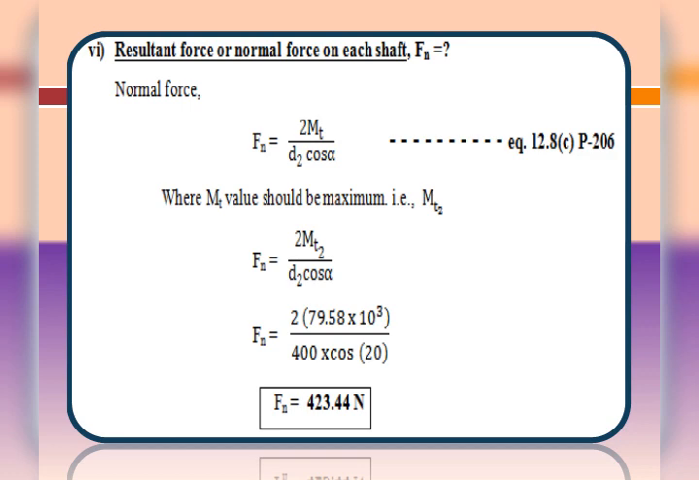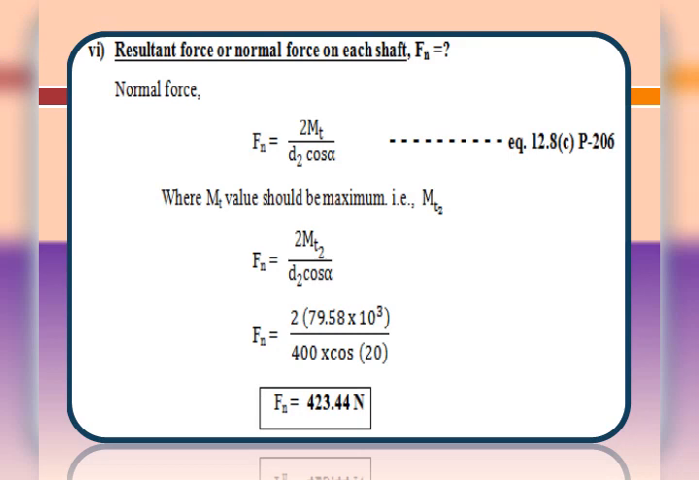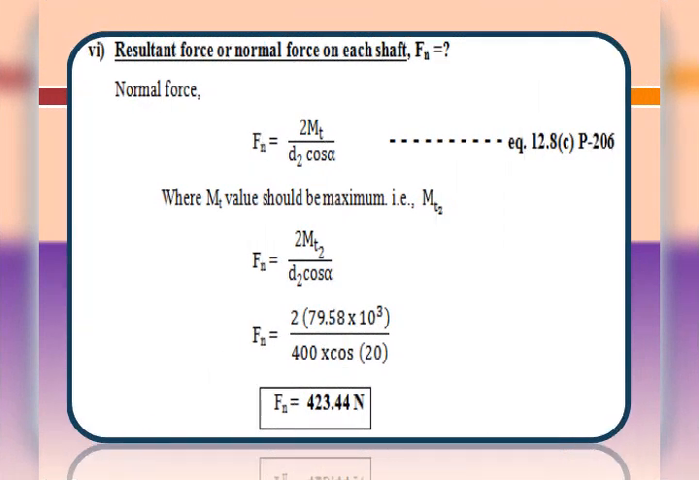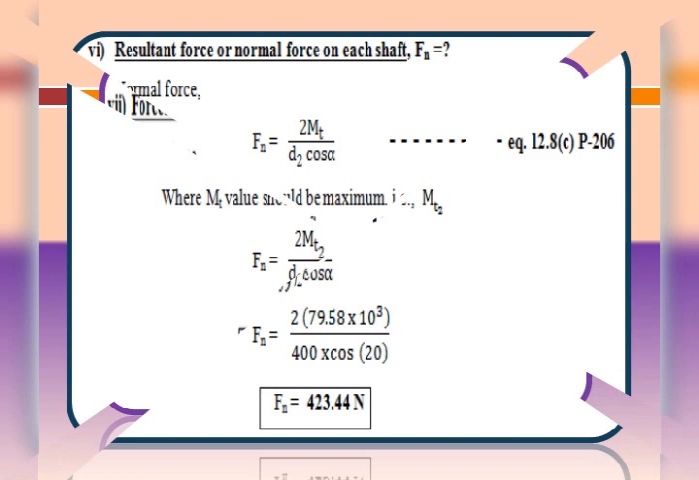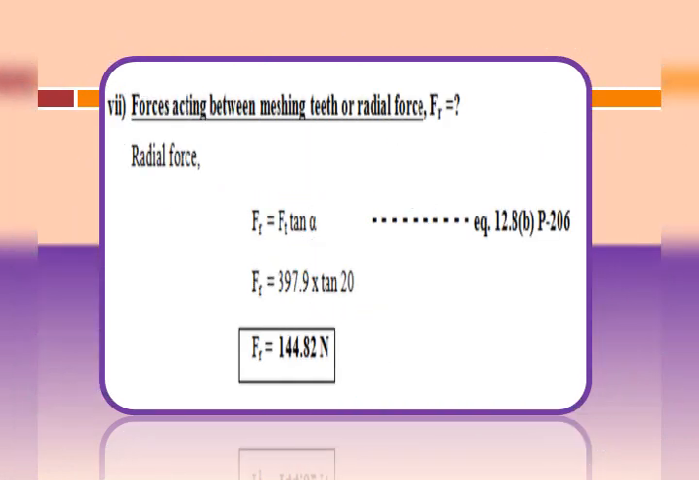Next unknown will be the resultant force or normal force on each shaft, Fn. Using equation number 12.8c on page number 206, the equation is Fn equal to 2 Mt divided by d2 cos alpha, where the Mt value should be the maximum. Referring to Mt1 and Mt2, the Mt2 value is higher, that is 79.58 into 10 to the 3. We substitute these values: Fn is equal to 2 into 79.58 into 10 to the 3 divided by 400 into cos alpha. Alpha is the pressure angle, 20 degrees. By simplifying this, we get the normal or resultant force Fn equal to 423.44 Newton.